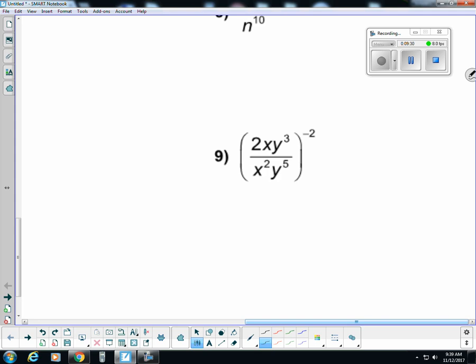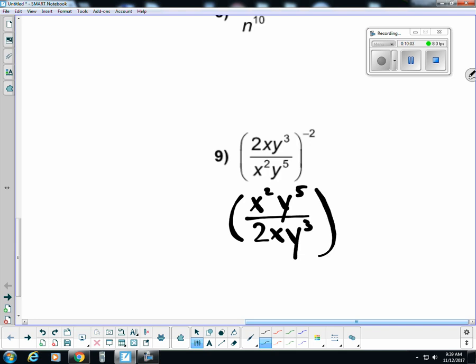And this goes back to your power of a quotient property. That's why I'm able to do what I'm about to do. Anytime you've got a negative exponent outside parentheses like this, I can make that exponent positive simply by flipping that fraction. And by flipping, I mean I'm going to write it as its reciprocal. So what was the denominator is now the numerator. X squared, y to the 5th. And what was the numerator is now the denominator. 2x y to the third. And when you do that, this exponent outside becomes positive. So now what I'm dealing with is x squared y to the fifth over 2x y to the third.